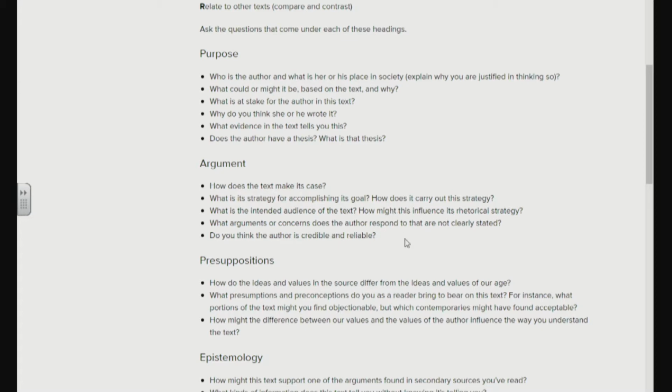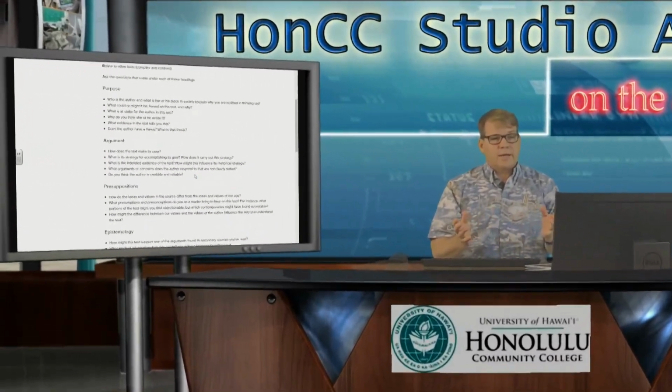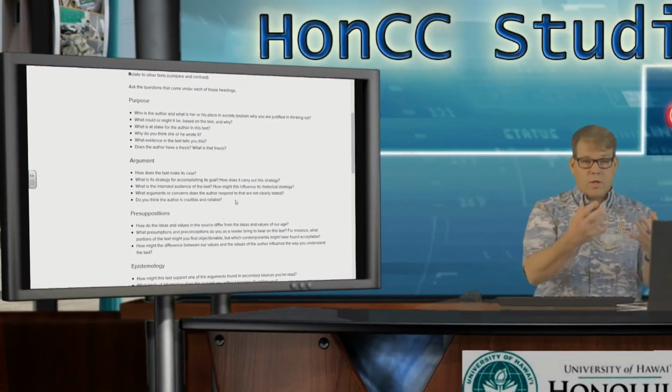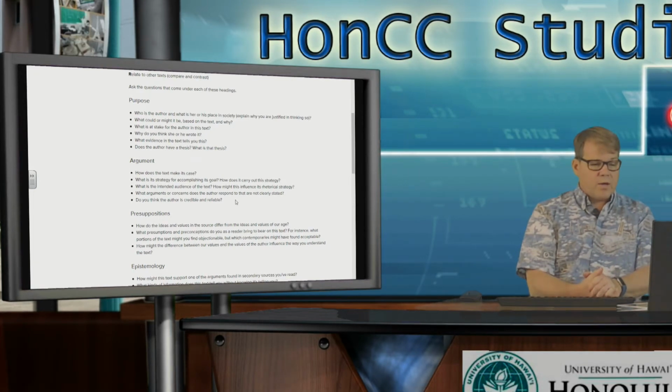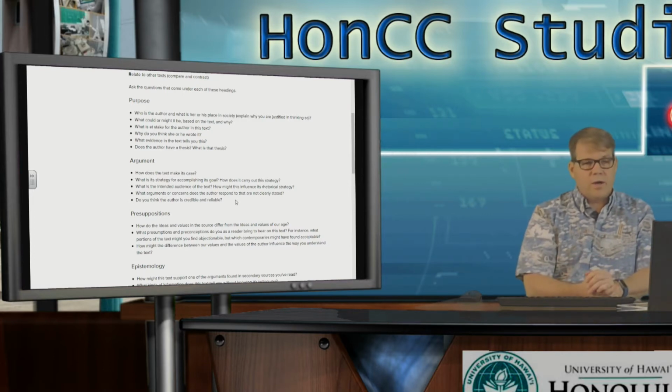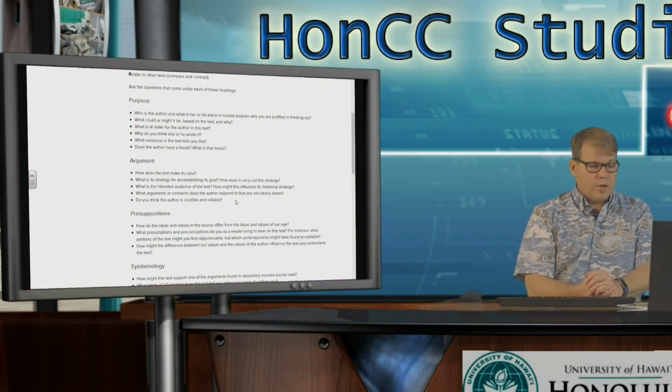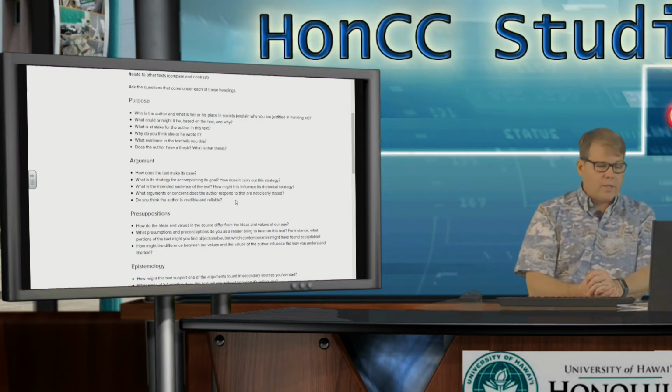And then what arguments or concerns does the author respond to in the document that are not clearly stated? Most authors are responding to a situation that exists in their world, or they may be responding to a situation that they expect to exist, or to an argument of other people. You want to find out what those concerns are. Usually they don't tell you what they are. They will just respond to them. So you've got to figure out what they're responding to. And then, do you think that the author is credible and reliable? Some authors are, some are not.